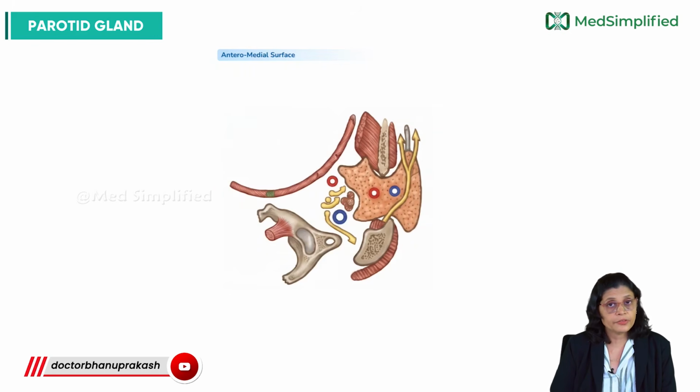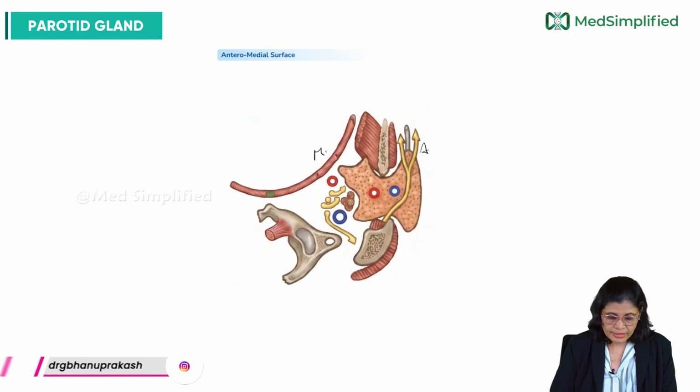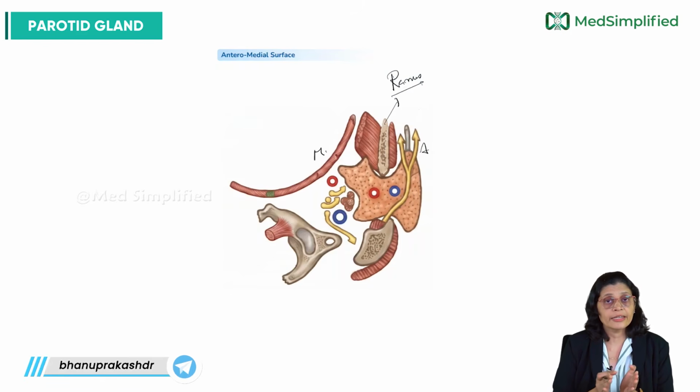So the anteromedial surface is between the anterior border and the medial border. Here it is not a very regular border, it is slightly irregular, and it is related to the posterior border of the ramus of the mandible. On either side there are two muscles, the masseter on the lateral side, and on the medial side we have the medial pterygoid.